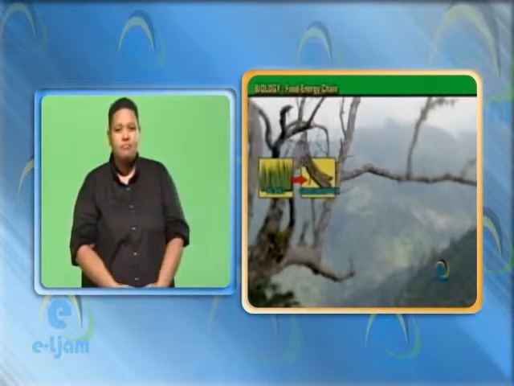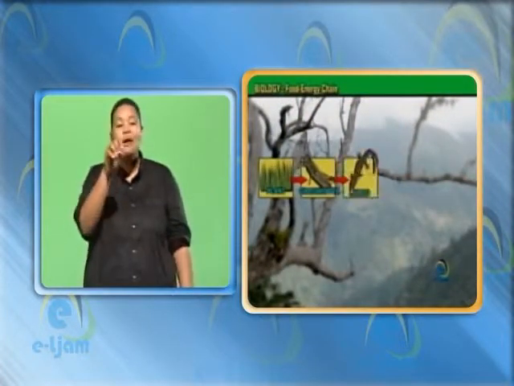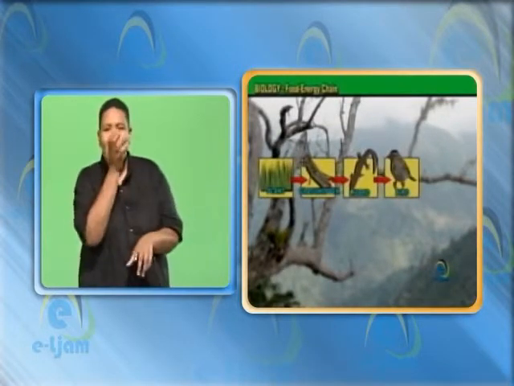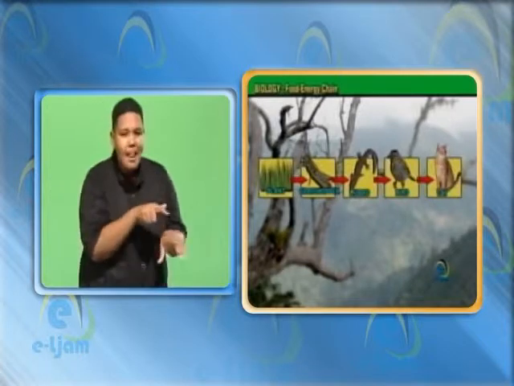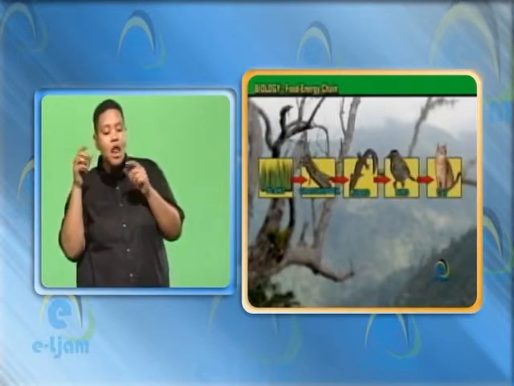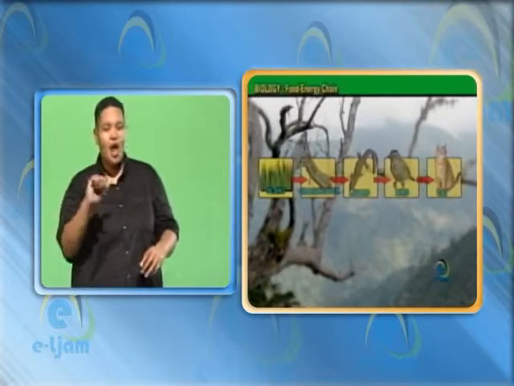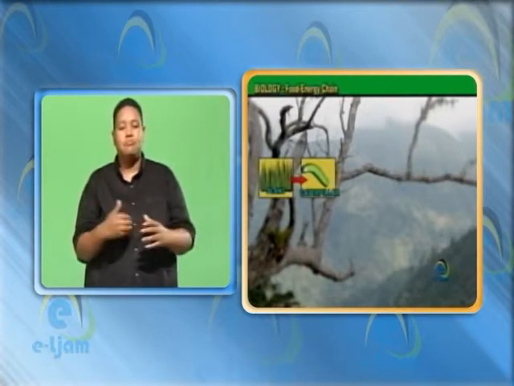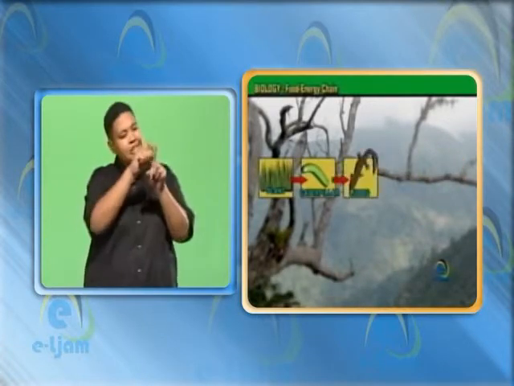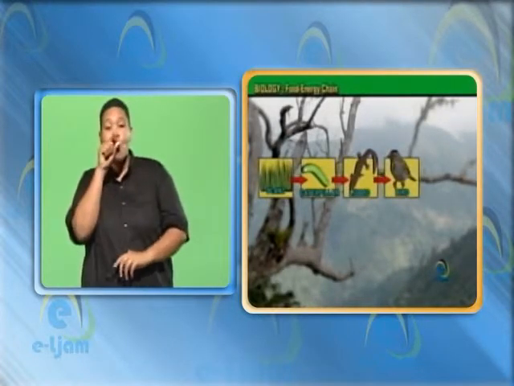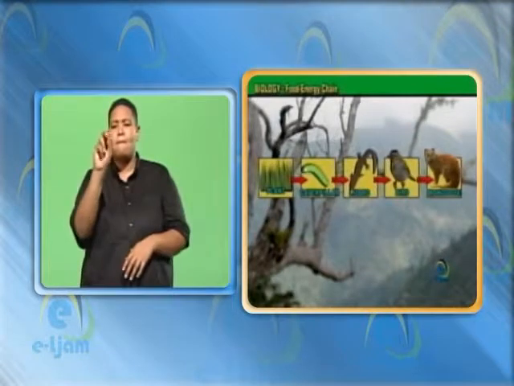The grasshopper eats the leaves of the plant. The lizard eats the grasshopper. The bird eats the lizard. The cat eats the bird. Here's another example of saying the same thing. The caterpillar eats the leaves of the plant. The lizard eats the caterpillar. The bird eats the lizard. The mongoose eats the bird.